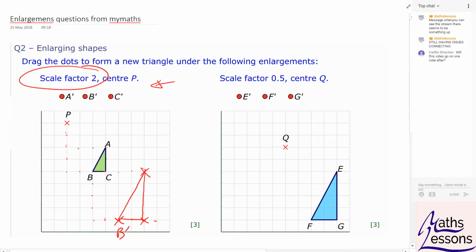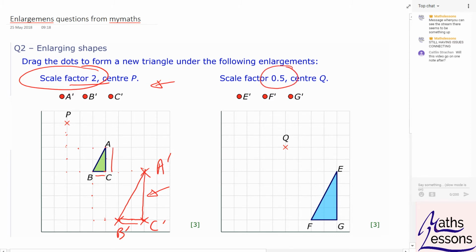Now you know you've got an enlargement correct: if the scale factor is 2, and that side is 2, this side must be 4. That side's 1, and this side must be 2. So you know you've got a scale factor correct. At least you get 1 mark for at least getting the shape in the right size. So if it's a scale factor 2, then it must be double the size.